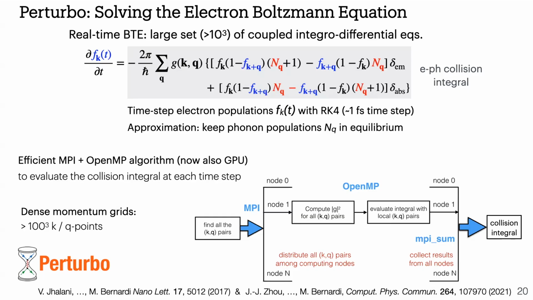So typically, you work in a certain energy window, and then you find all the electronic k-points of interest in this window, and then you find all the scattering processes that more or less conserve energy. Then you distribute those processes onto multiple MPI processes, and then locally you sum part of the collision integral just for those processes, and then you combine them to form the collision integral at each time step, and then time step the entire set of occupations. This is the method that's also described in Perturbo's paper, and that's publicly available.